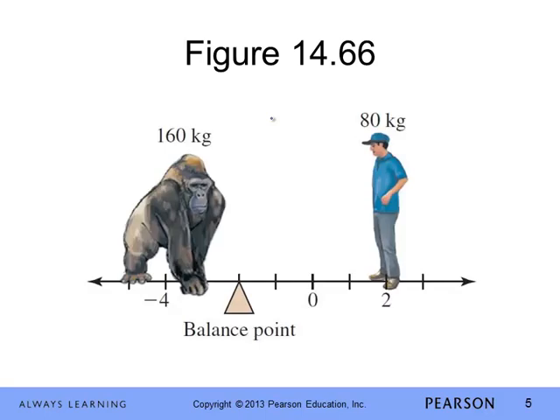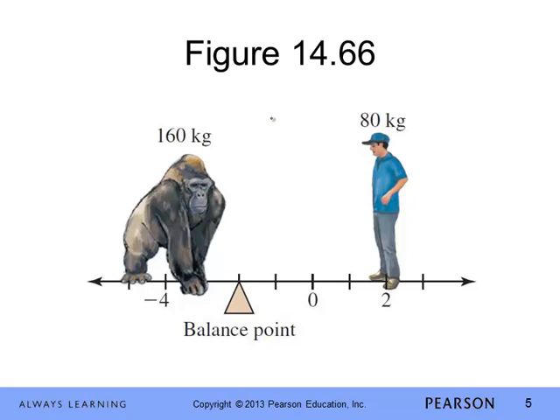Here's another example. We've got this 160 kilogram gorilla. Is that a gorilla? I know there's a distinction between gorillas and apes and monkeys. I think that's a gorilla. And you've got an 80 kilogram man over here. Now the gorilla is 4 units to the left of the origin. Here's the origin, 0, according to this coordinate system. So the gorilla's at -4, and the man's standing at 2.